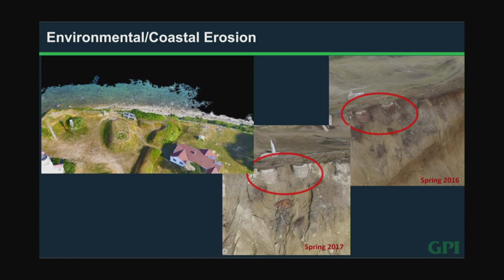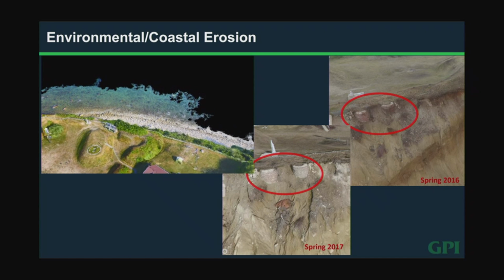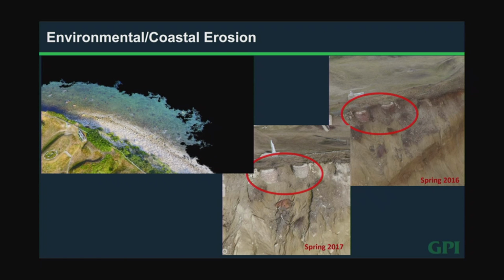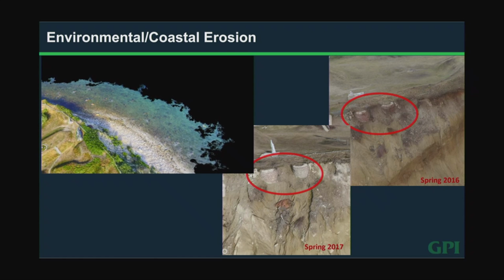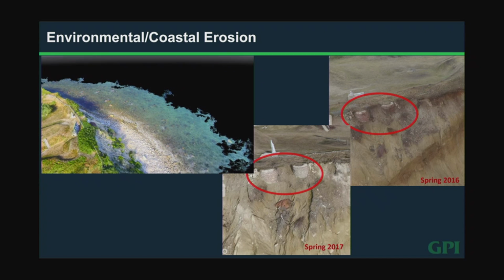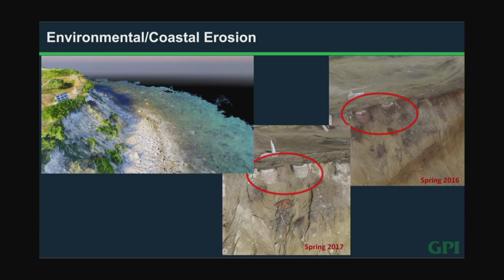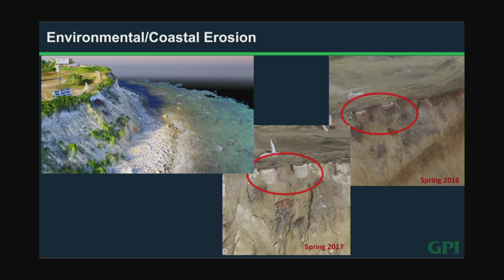We did a whole beach in Scituate, Mass, another coastal town in Massachusetts, to give them that before condition, and then we'll go back out again. We did that in the spring of last year. We'll go out next spring again, map it out and see what's changed from there.